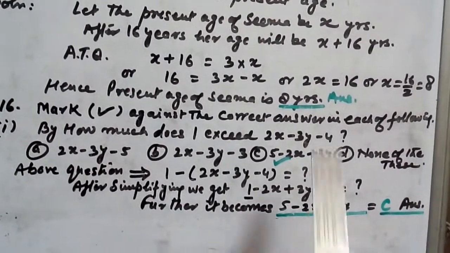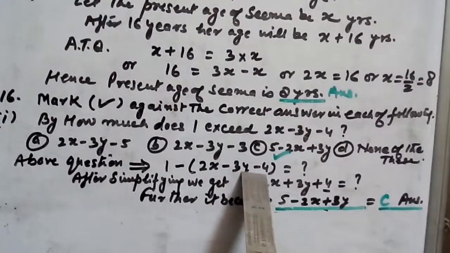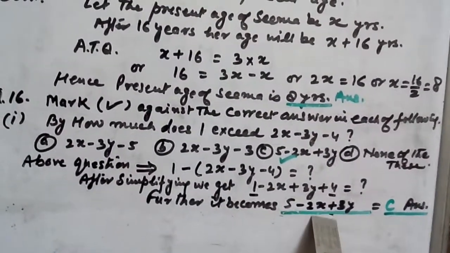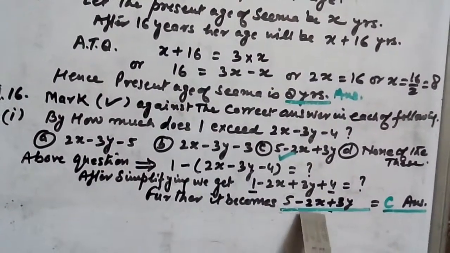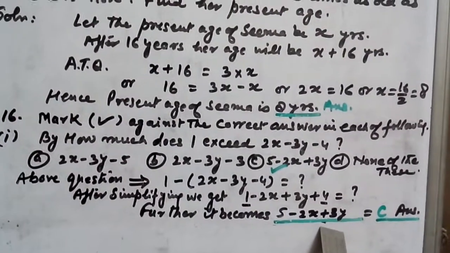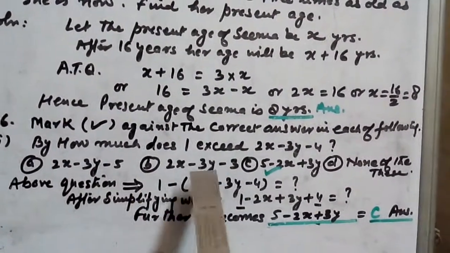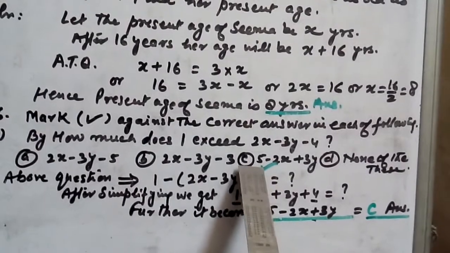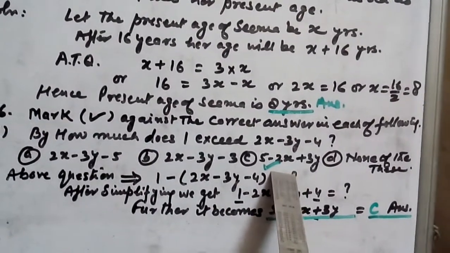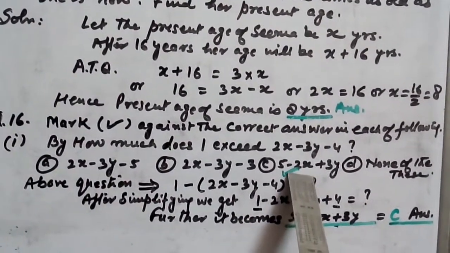So children, 1 exceeds this algebraic expression by these algebraic terms. Meaning after subtracting we are getting 5 minus 2x plus 3y. So if we go into the options, here option C is showing the same result. Therefore, the answer of this question is option C.